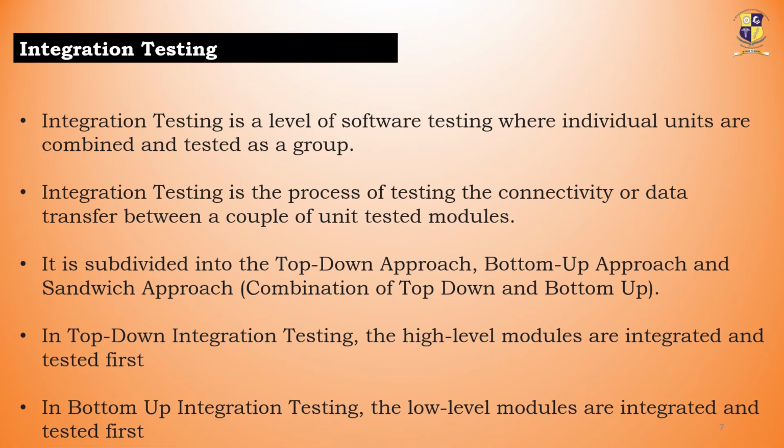Next is integration testing. As you know, in the previous testing you are testing the individual components. Now the next stage is you need to integrate all these components. Integration testing is a level of software testing where individual units are combined and tested as a group. Take for example that in your project you have 5 or 10 components. Each and every component has been tested individually in unit testing. Now you integrate all these 5 or 10 components as a group, and then test that group as a whole. That is what happens in integration testing.